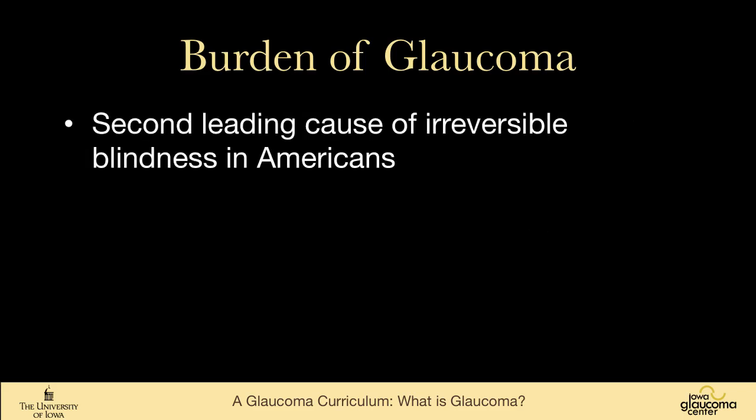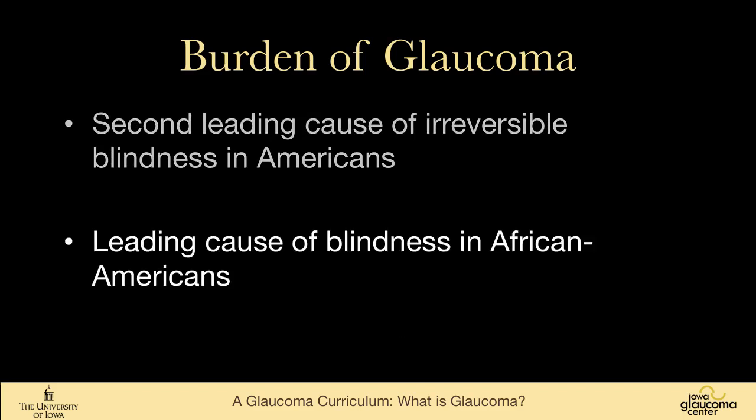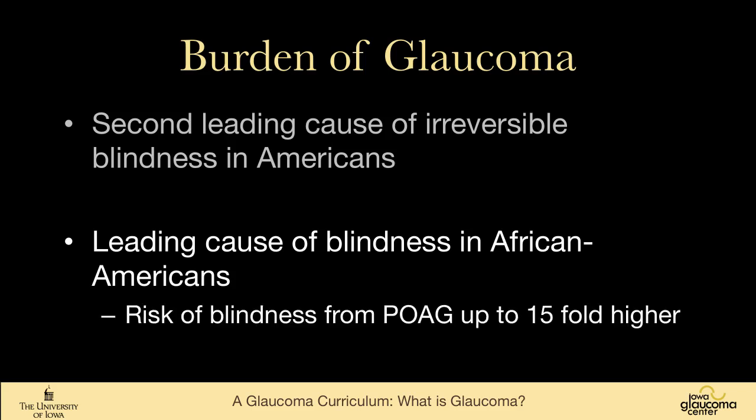It is the second leading cause of irreversible blindness in the U.S. and most Western countries. It is the leading cause of blindness in African American patients. In white Americans, macular degeneration is the leading cause of blindness. In black Americans, it's glaucoma. The risk of blindness from primary open-angle glaucoma in African American individuals is 15-fold higher than it is in white Americans.